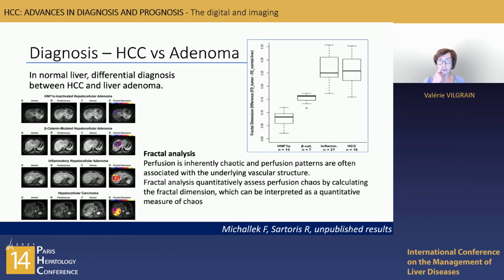So working with a group in La Charité in Berlin, we looked at fractal analysis. What is fractal analysis? It quantitatively assesses the perfusion chaos by calculating the fractal dimension. On the graph shown here on the right, we see that the fractal dimension was different between hepatocellular adenoma subtypes. We have on the left HNF1 alpha, in the middle beta-catenin, on the right inflammatory.